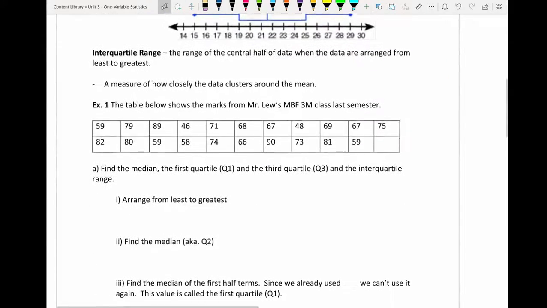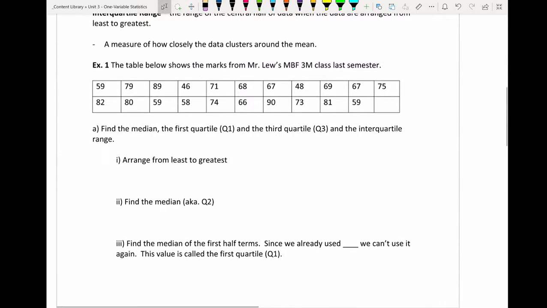As we go through, we're going to walk through coming up with these values and coming up with a box and whisker plot. The first thing we're going to do is, in this table, we have marks from a previous class last semester. And we want to be able to find the median, the first quartile, Q1, and the third quartile, Q3, and the interquartile range. Basically I've written the steps to help us walk through it.